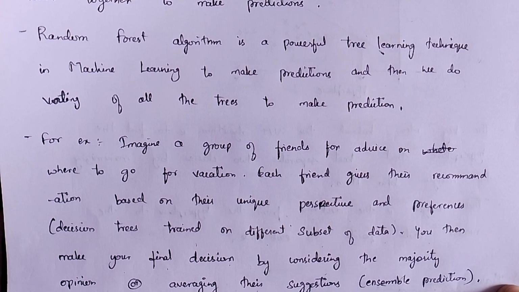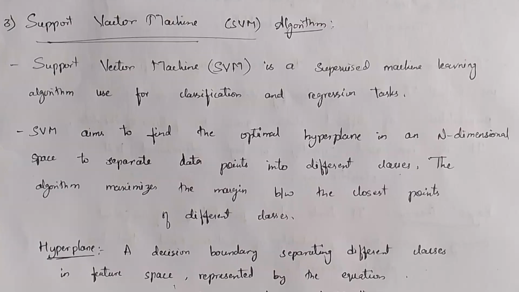Each friend giving their own recommendation means each friend is giving their own decision tree on which the decision will be taken. That means it is collecting multiple decision trees. Then the random forest will collect all the decision trees, take the majority among them, and suggest that you go to this place. Like that, this random forest works.